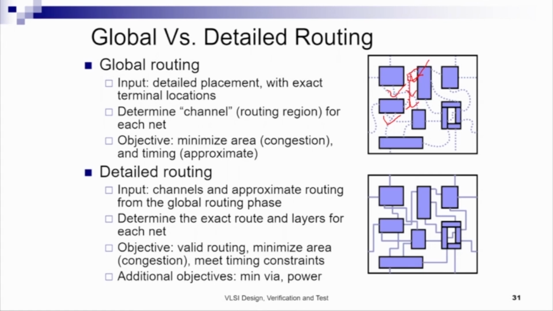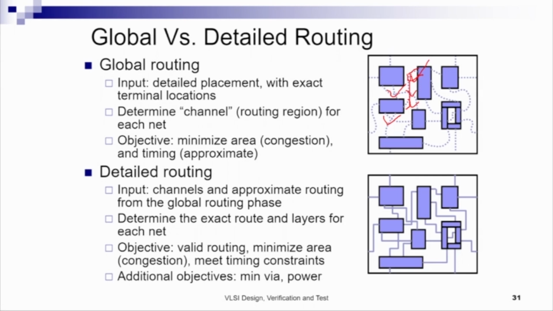The objective is to obtain a valid routing, minimize area, meet timing constraints, etc. Additional objectives could be minimize vias. Vias are the connections between two distinct layers on a chip. So we have different layers on which the chip is designed.